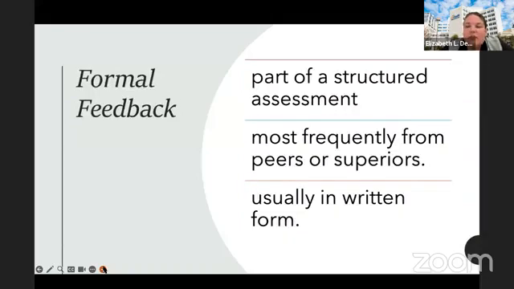Formal feedback is often part of a structured assessment. These are things that might help us to define how the shift went. In my department, we use formal feedback in the way of a shift evaluation form. At the end of the shift, I write down something about how the resident did. There are several questions and it's structured. Usually this comes from peers or superiors.